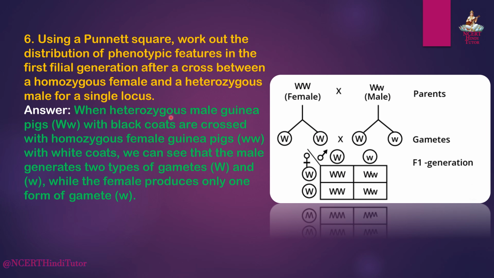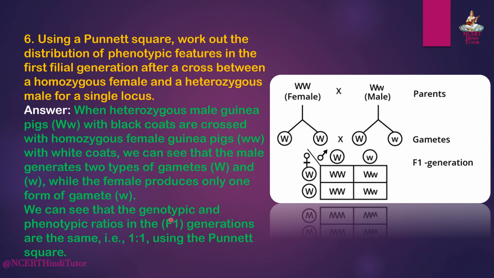Answer. When heterozygous male guinea pigs, capital W small w, with black coats are crossed with homozygous female guinea pigs, small w small w, with white coats, we can see that the male generates two types of gametes, capital W and small w, while the female produces only one form of gamete, small w. Here you can see the female and the male. We can see that the genotypic and phenotypic ratios in the F1 generation are the same, that is 1:1, using the Punnett square.